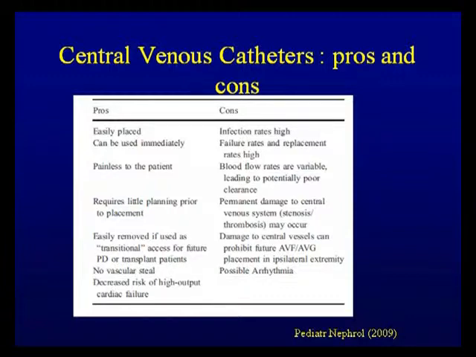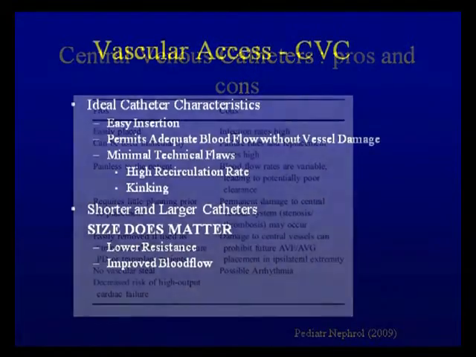Again, it requires little planning prior to placement, whereas it could cause permanent damage to the central venous system, especially stenosis, and thrombosis may occur. It can be easily removed if it's used as a transitional access for the future, especially if the child is going on to peritoneal dialysis or transplant. There is no vascular steal and there is a decreased risk of high output cardiac failure, which are other advantages of central catheters.